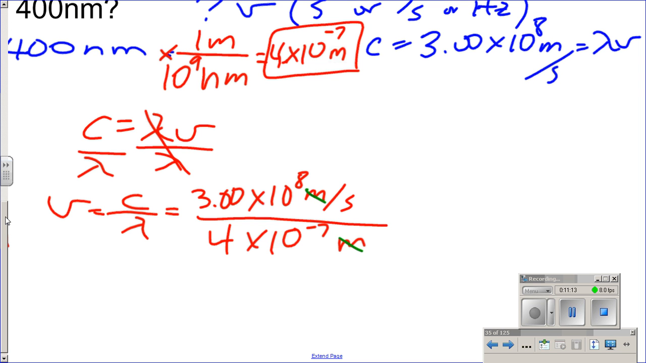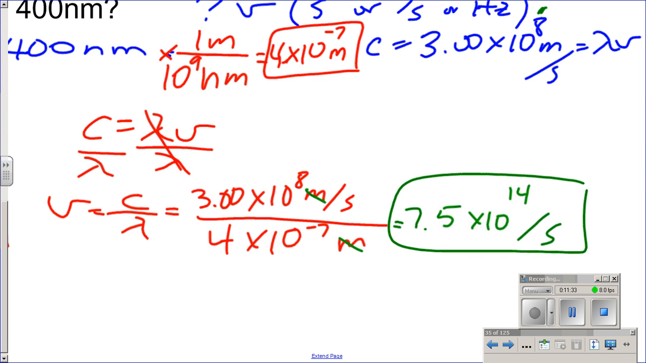I have to look now. Something to the 14th power. 7.5 times 10 to the 14th. And then the only unit I see is per second. That slash second is per second, which is the unit of frequency, because we just decided that previously up here in the problem. Yay! I would need to round that to 1 sig fig, so 8 times 10 to the 14th per second. That's a frequency.